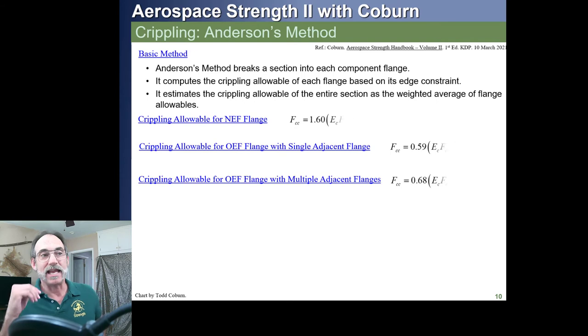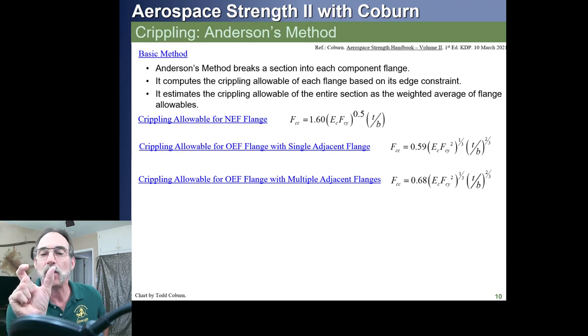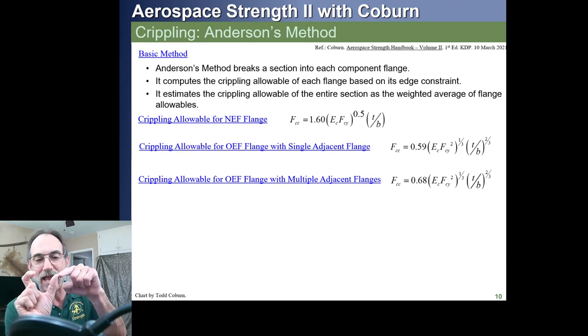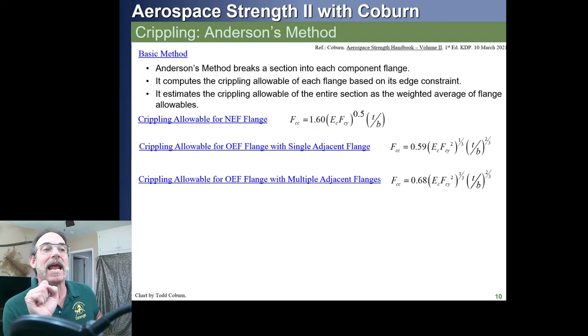Once again, we're going to look at this cross section, and we're going to look at each and every flange. We're going to take the width of that flange from the edge to the midplane of the adjacent flange, and come up with the thickness over that length ratio. Since this is for a flange by itself, it doesn't matter if they have the same thickness or different thicknesses, this will account for it.